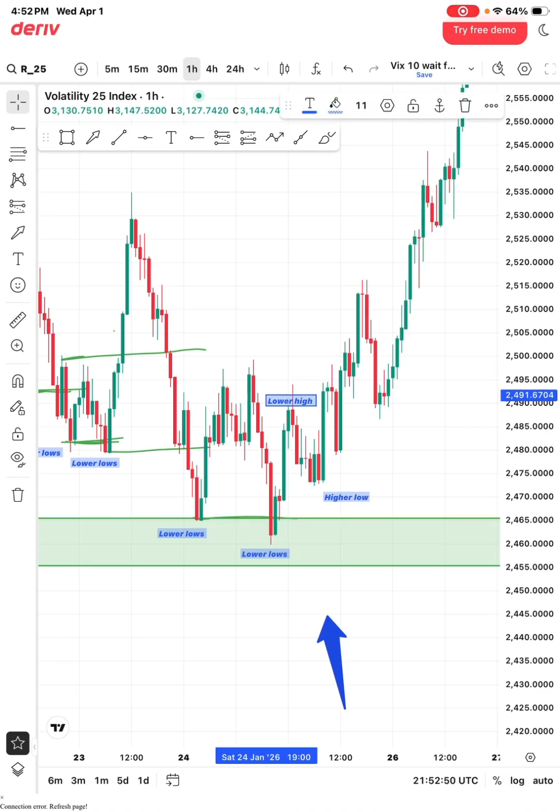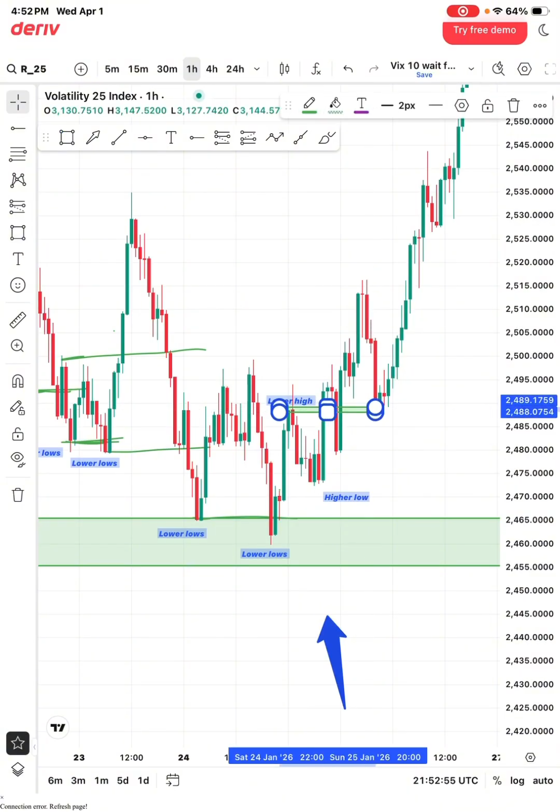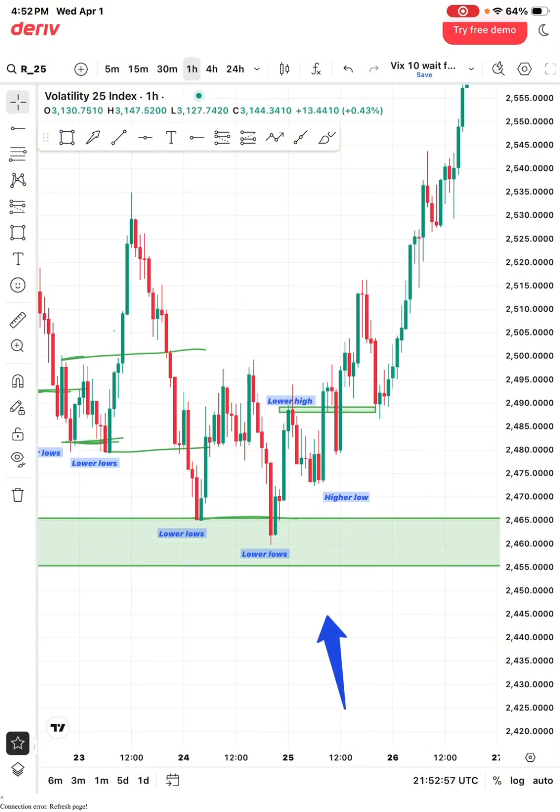Once price breaks this lower high right here, price is now telling me something. I am no longer in a downtrend. I am in an uptrend, right? Because price indicates, then it corrects, then it continues. Over here, we see price indicates, it corrects, it did not continue. That's why we wait on the continuation to know that price is changing the direction of the market, right?